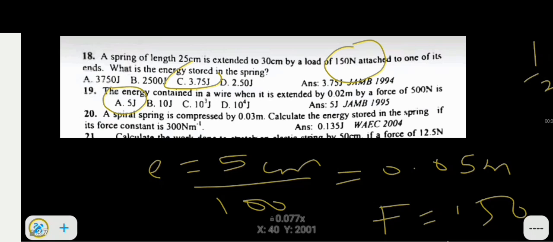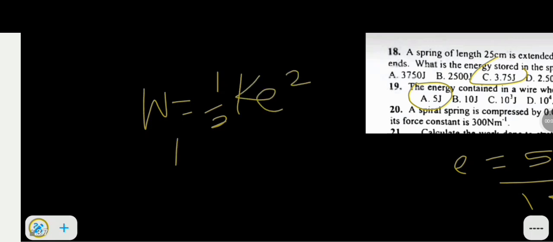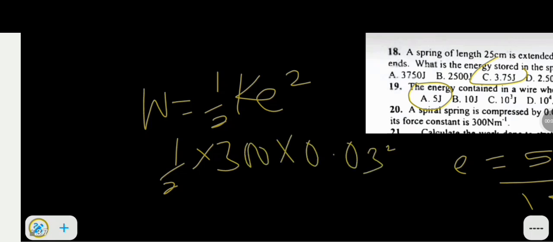So for number 20, we are told that a spring is compressed by 0.03 meters. That's the compression, which is the extension. We are to calculate the energy stored in the spring if the force constant is 300 Newton per meter. So K is 300, e is 0.03. Plug it into the formula. W is equal to half Ke squared. So that will be half times 300 times 0.03 squared.